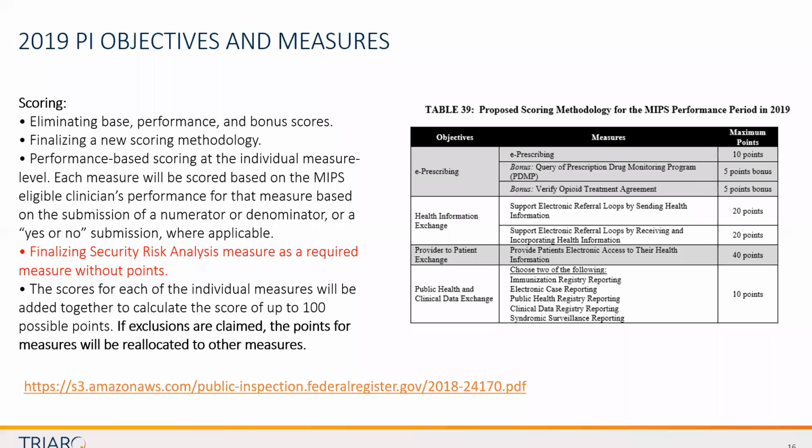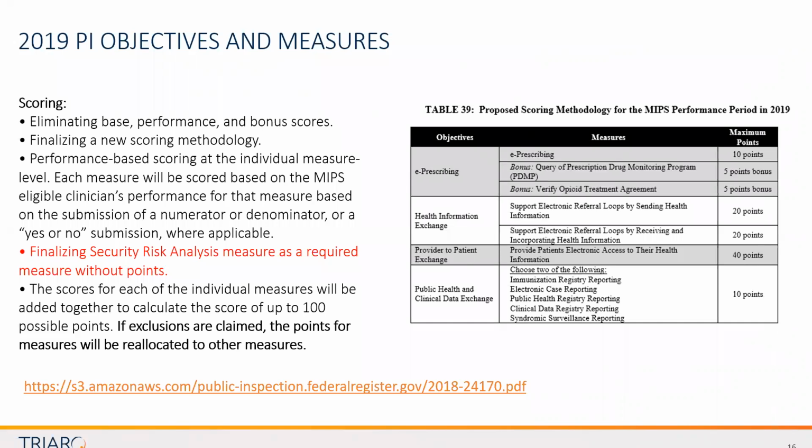And now we're going to talk about PI, right? This is really where we're focused, and we want to do the deeper dive into what is new and different in 2019 for the promoting interoperability objectives and measures. So remember, this is the old meaningful use. We've said it now probably 5 times: eliminating the base and performance and bonus scores, finalizing a new scoring methodology, and performance-based scoring at the individual measure level.